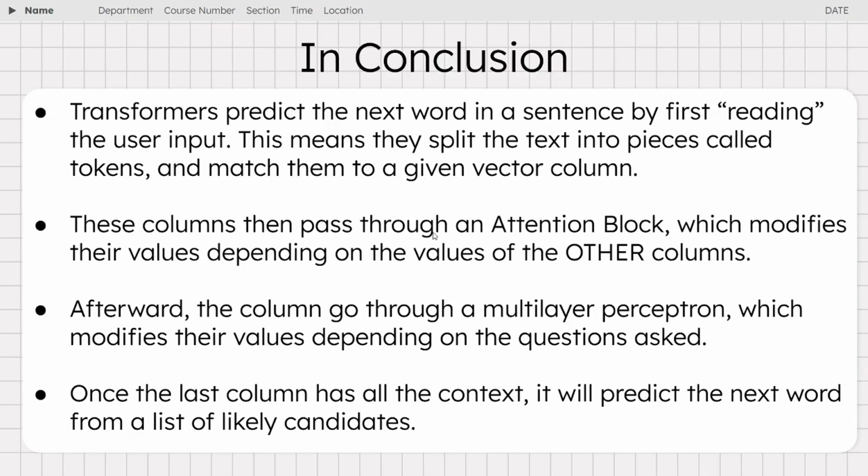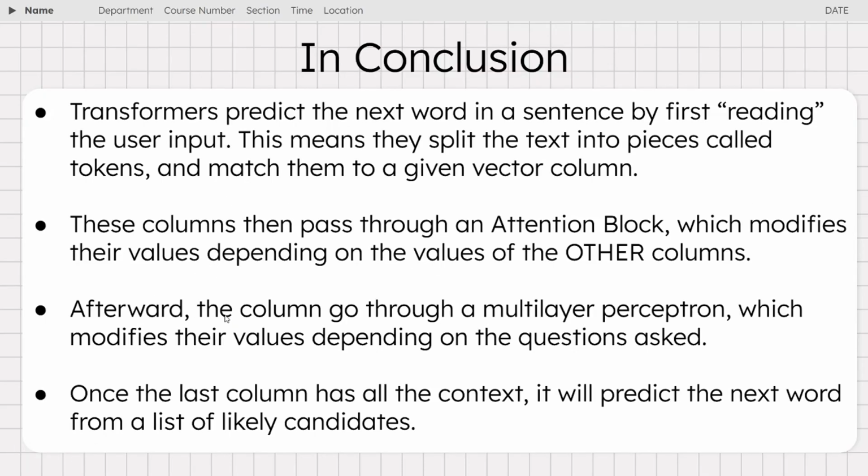These columns then pass to an attention block, which modifies their values depending on the values of the other columns. For example, if we have a token called life and another token called sea, then the values of the column in life will change to reflect that you only mean life from the sea, or sea life. So it is more specific towards life. What kind of life? Sea life. So that life means sea life.